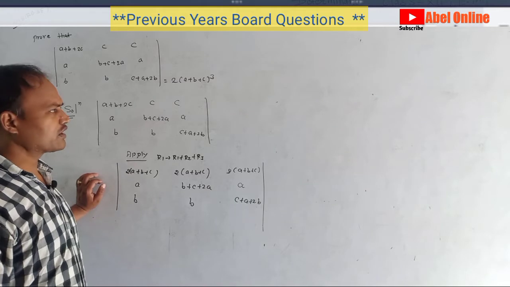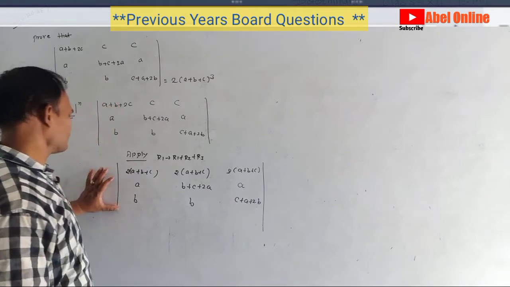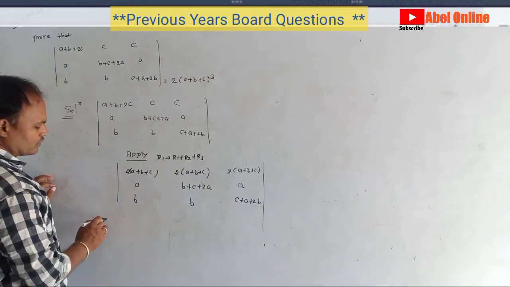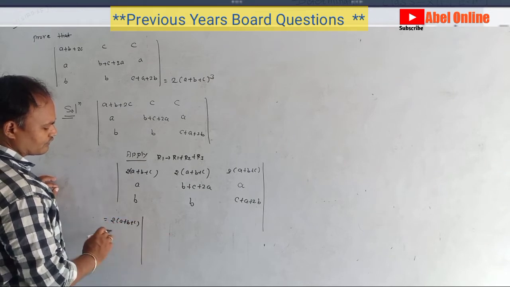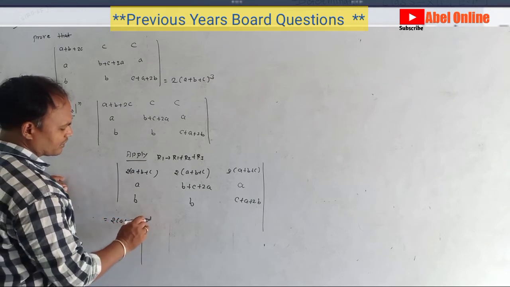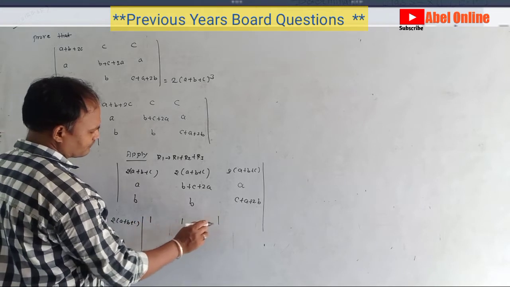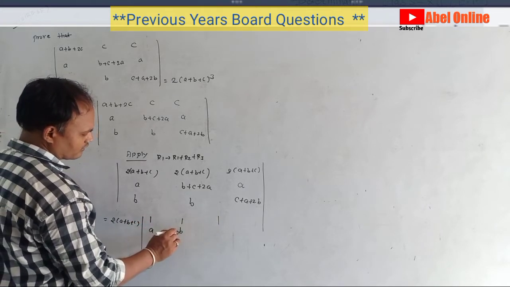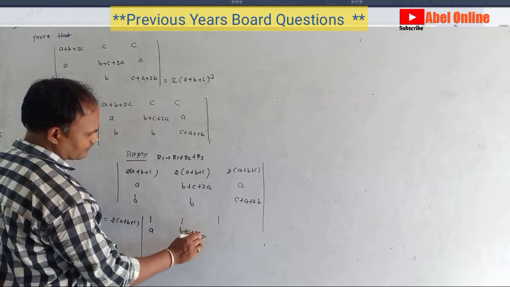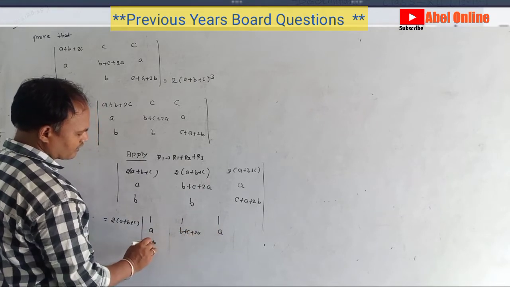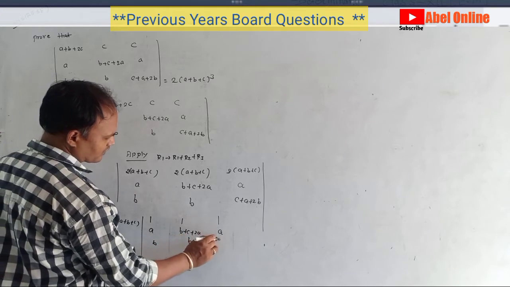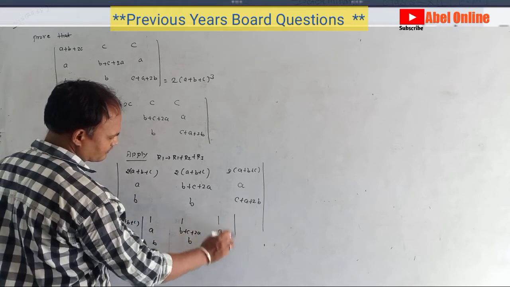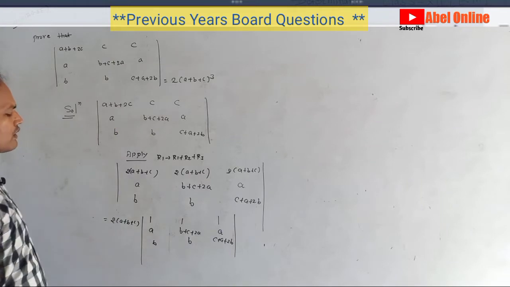There is something common, so we are going to take it out from this part. I am going to take 2a plus b plus c as the common factor, so the remaining part is 1, 1, 1. It is b plus c plus twice of a, then c plus a plus twice of b. Okay.